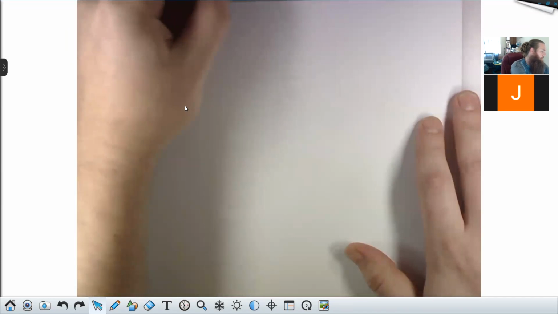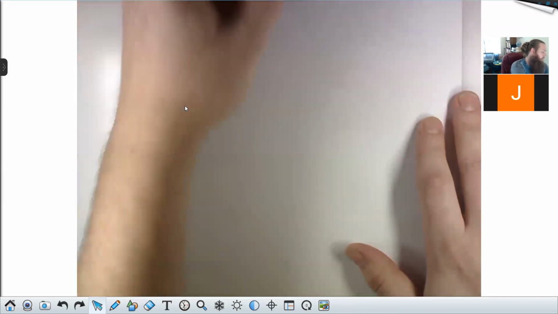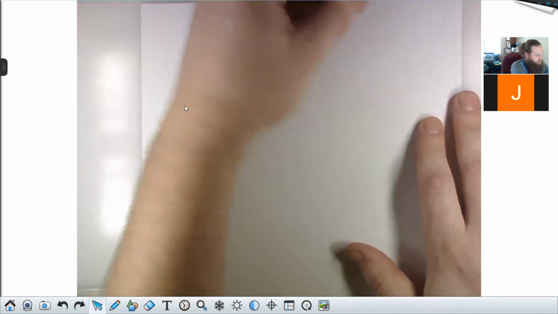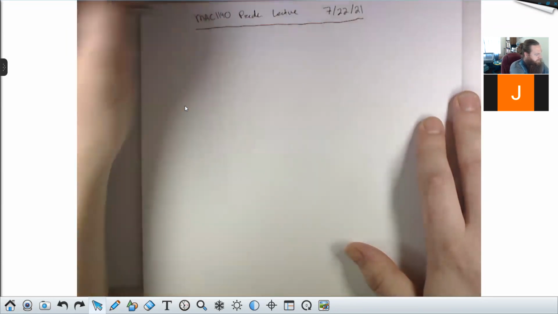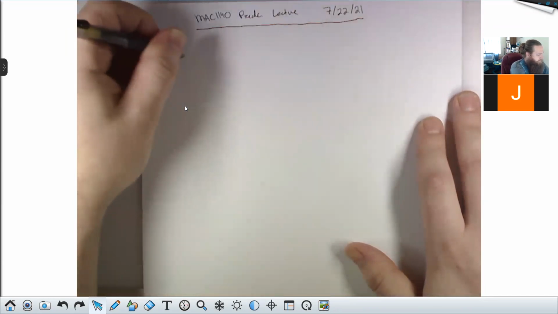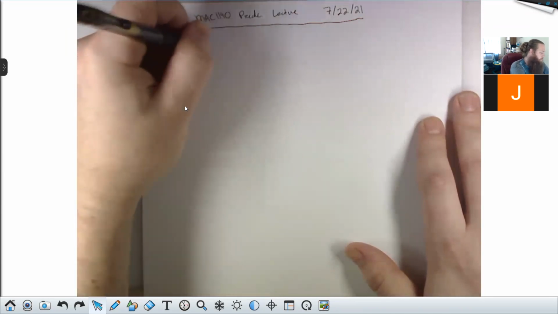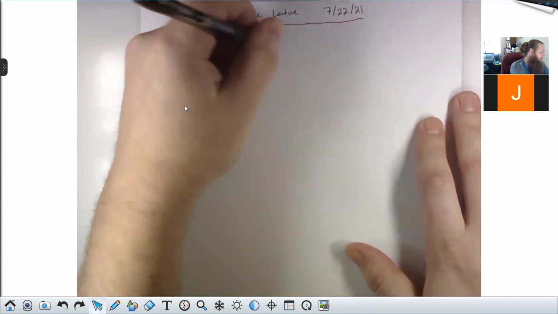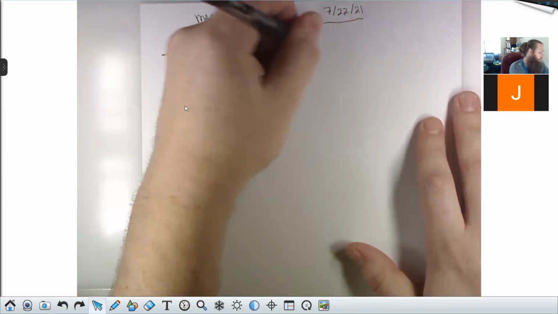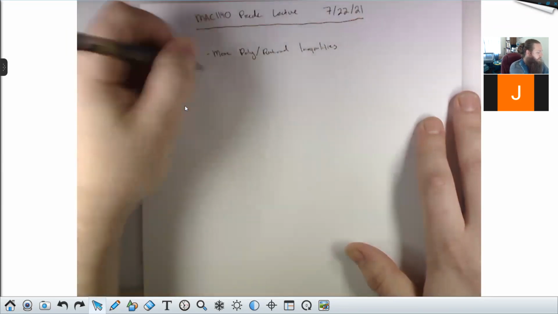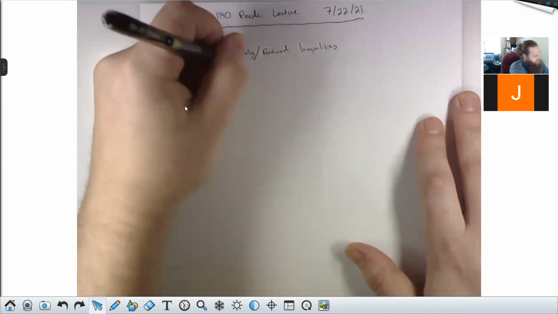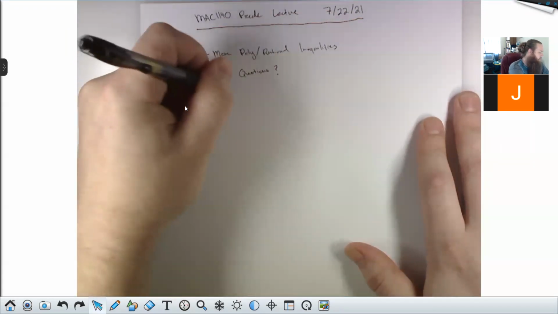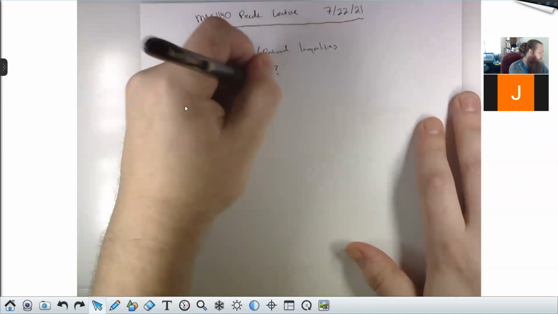So this is MAC1140, which is of course pre-calc. It's a lecture. And today is the 22nd of July, 2021. Today we're going to do maybe more quality or rational inequalities. Maybe some homework questions. And then we're going to introduce the next topic, which is exponential functions.